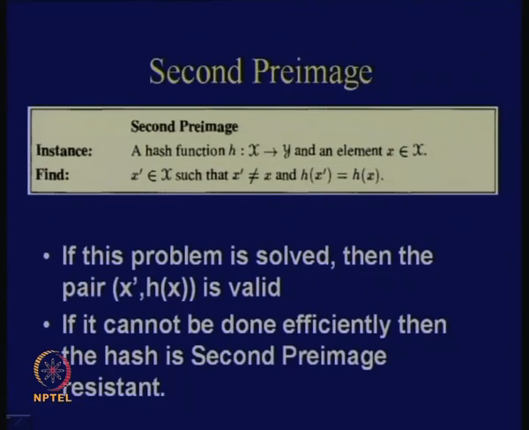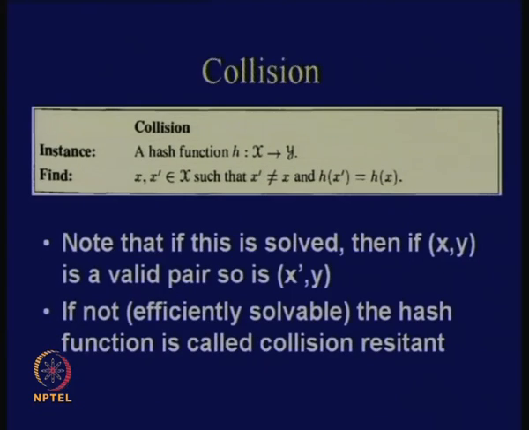So the idea is that if this problem is solved, then again you can generate a valid pair, and therefore you cannot use it for various applications like authentication and signatures and things like that. So these are two important problems, but probably the most widely studied problem is known as the collision problem. The collision problem is, I guess, a little bit simpler problem.